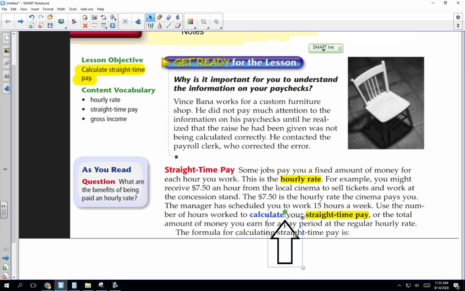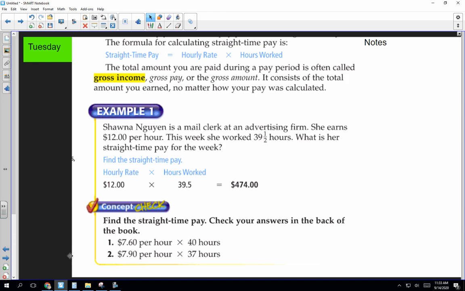We're going to use the number of hours worked to calculate the straight time pay, or the total amount of money you earn for the pay period at the regular hourly rate. The formula for calculating straight time pay is hourly rate times hours worked. You guys are going to fill that in. Straight time pay equals hourly rate times the hours worked.